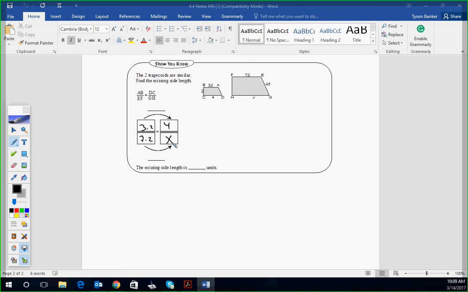Again, we have to cross multiply. 3.2x equals 28.8. I got 28.8 from 7.2 times 4. And now we divide by 3.2. You're going to get 9. The missing length is 9 units.